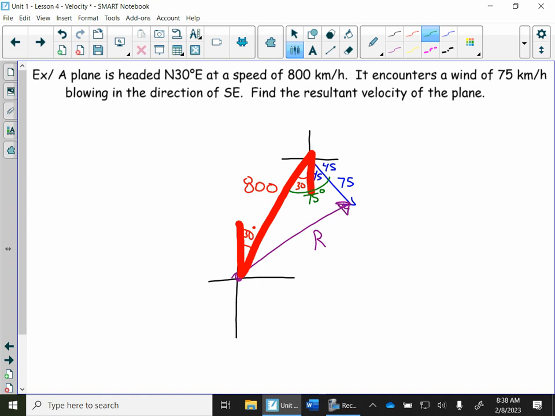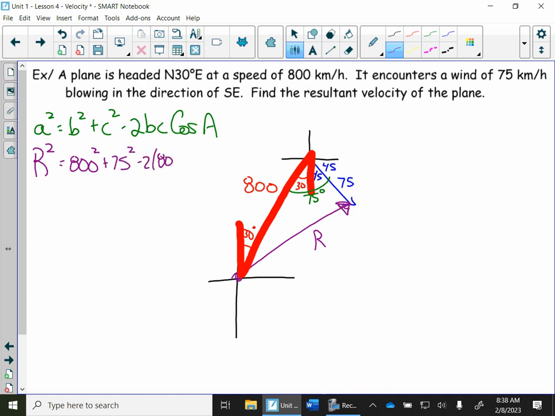So what are we going to use this time? Well, this is actually a cosine law question. Cosine law is used when we have two sides and the angle between them, which is what we have in this situation. R is the side I want. I have one side of 800 and one side of 75. It doesn't matter what order you put those in, and the angle between them is 75. Put it all in your calculator, square root it, and you get 783.94 kilometers an hour, hopefully. So this time the wind's actually slowing the plane down.